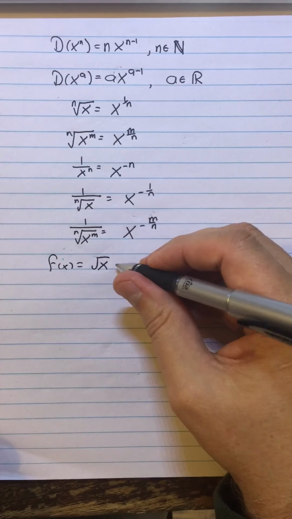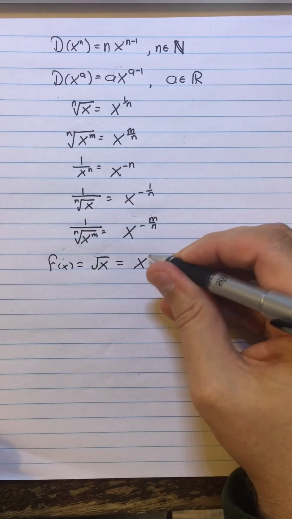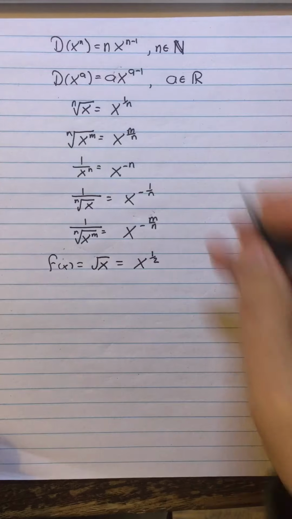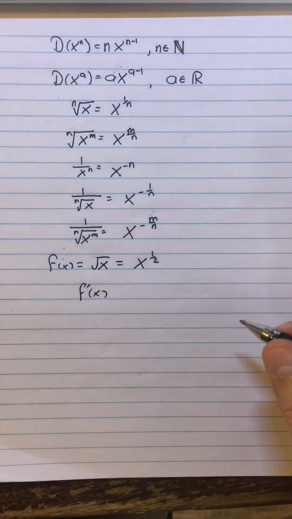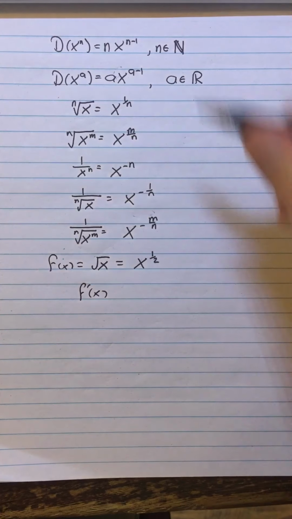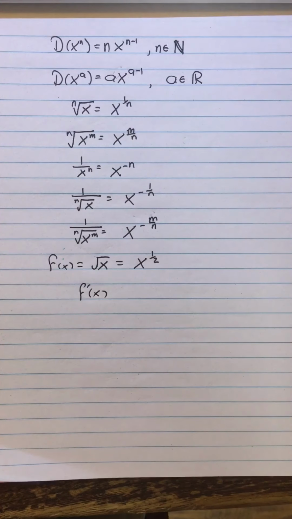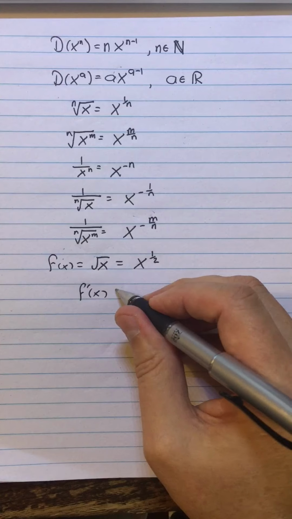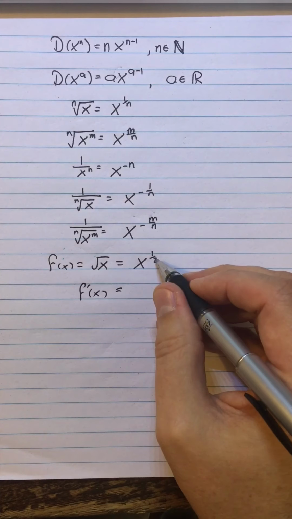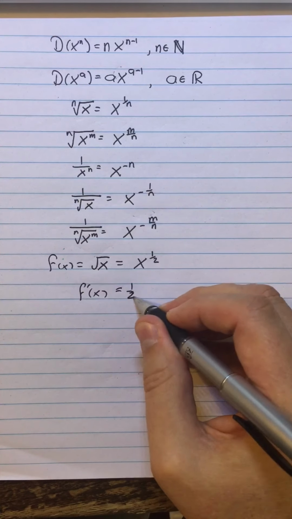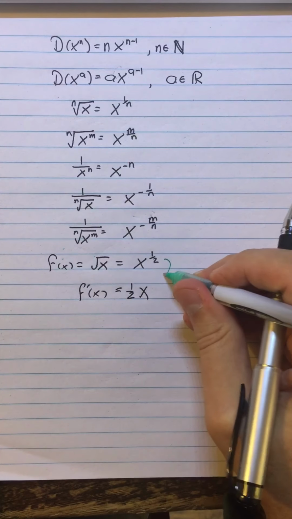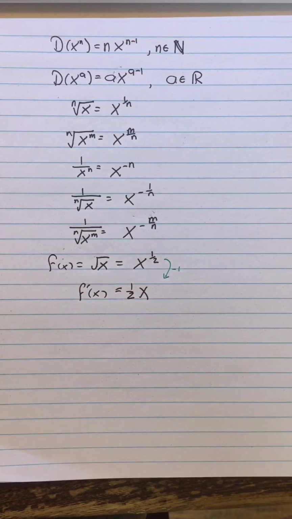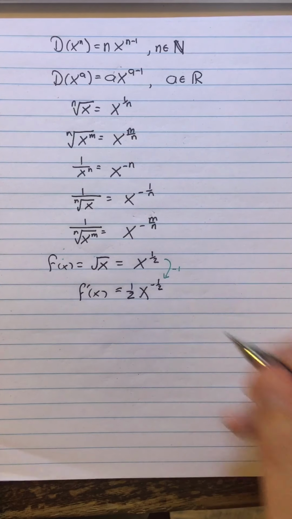Using these ideas, I can say that f of x is really x to the 1/2 power, and then I can state the derivative using this generalized power rule. So 1/2 is not a natural number, but it turns out, and we're not going to prove it, you can still do the same thing. Bring the 1/2 out to the front and drop the exponent by 1. What's 1 less than 1/2? It's negative 1/2, that's right.